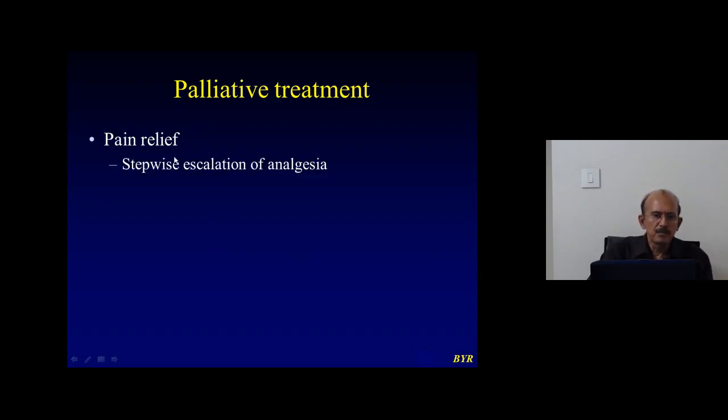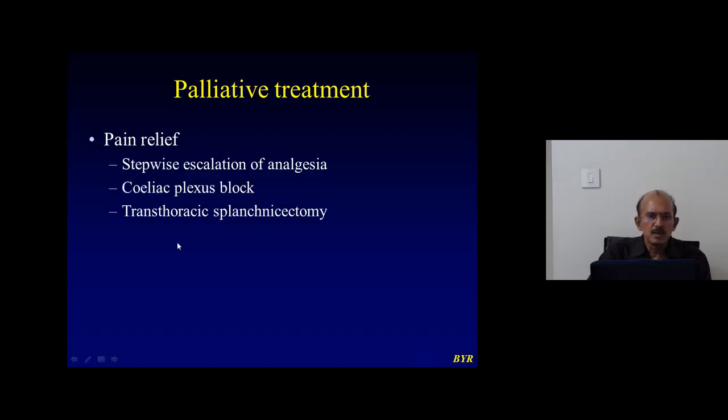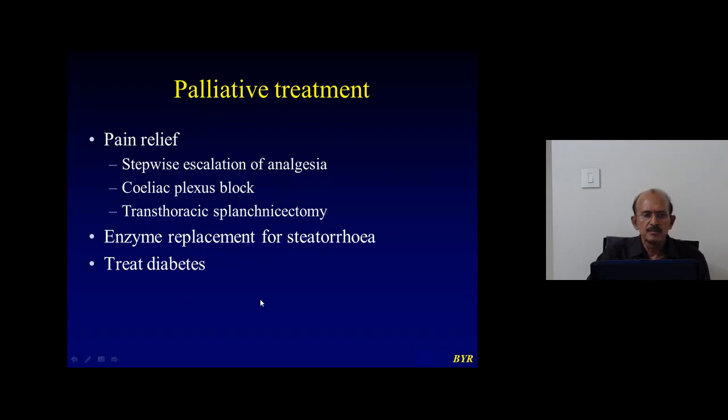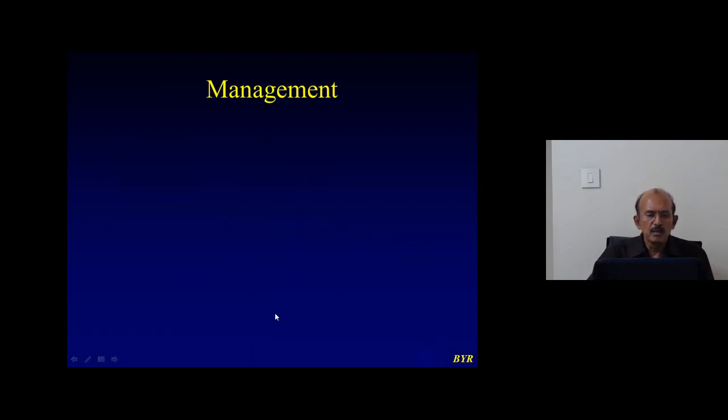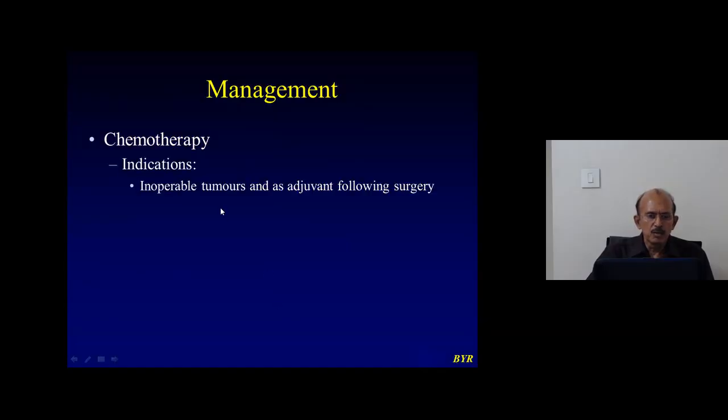Of course, for pain relief in palliative treatment, you can use stepwise escalation of analgesia. Already I described the stepwise therapy of chronic pain, and celiac plexus block. If it is not successful, then go for transthoracic splanchnicectomy. If the patient is having steatorrhea, give him enzyme replacement. If he is having diabetes, you have to treat him with insulin. Consider chemotherapy. Indications of chemotherapy are inoperable tumors, as well as adjuvant therapy following surgery.